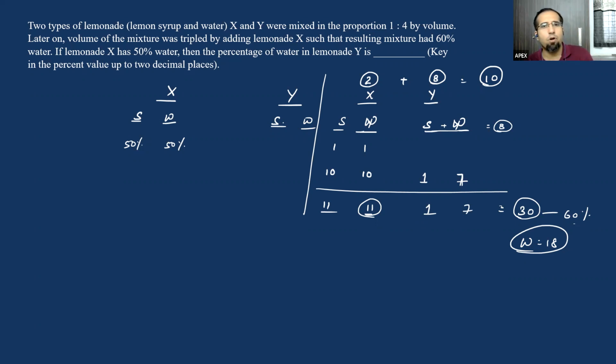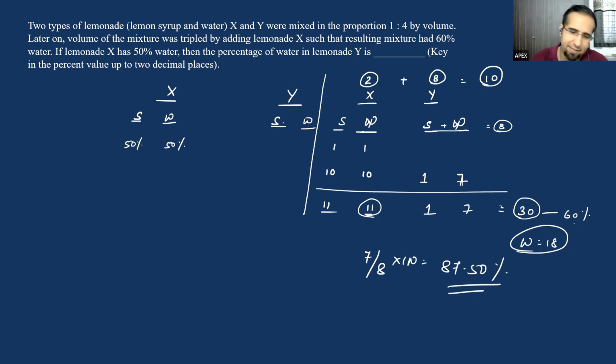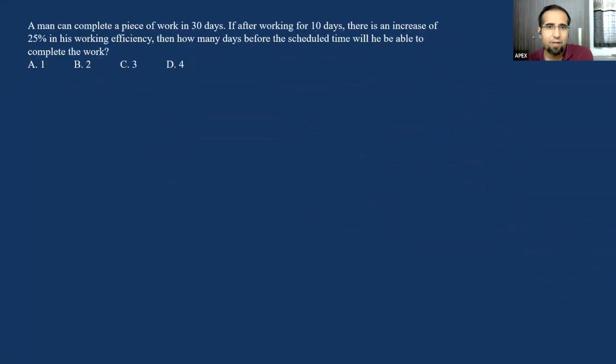Now the question says, then the percentage of water in lemonade Y. Percentage of water in lemonade Y is 7 by 8 into 100. That is equal to 87.50%. The question is asking you up to 2 decimal places. So therefore your answer here becomes 87.5%. Clear, guys? So let's look at one more question.